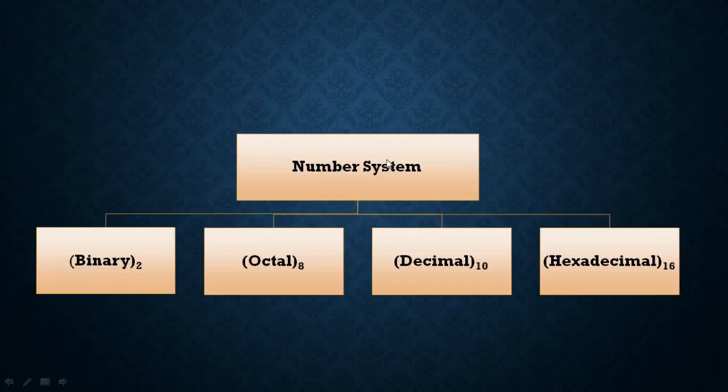Number systems are classified into four types: binary, octal, decimal and hexadecimal. Here we represent the base: the base of the binary number system is 2, the base of the octal number system is 8, the base of the decimal number system is 10 and the base of the hexadecimal number system is 16.